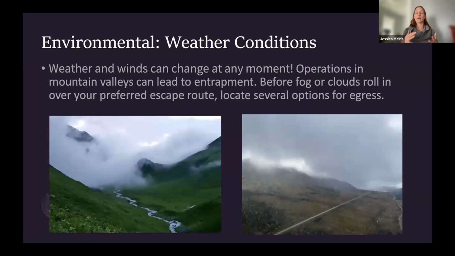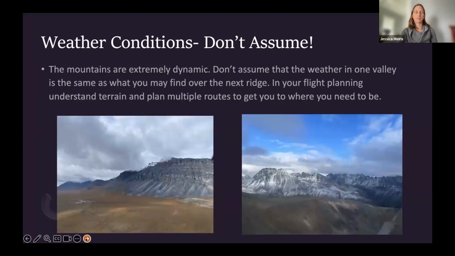And if you are in a mountain valley or traveling through a mountain valley, which is often the lowest point and makes sense for performance, a mountain valley can very easily lead to entrapment. So before the opportunity for fog or clouds to roll into that valley and trap you in there, have a few different options for getting out, for your egress. Where are you going to exit this valley if something were to change about your conditions?